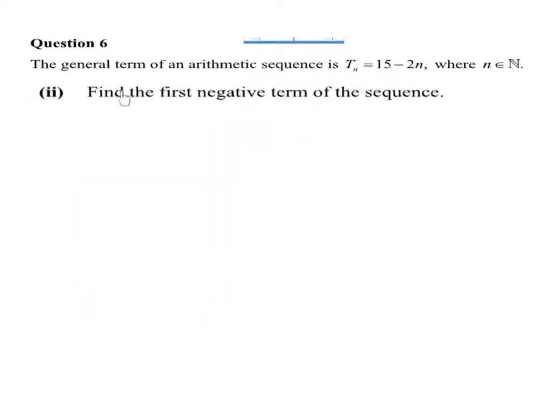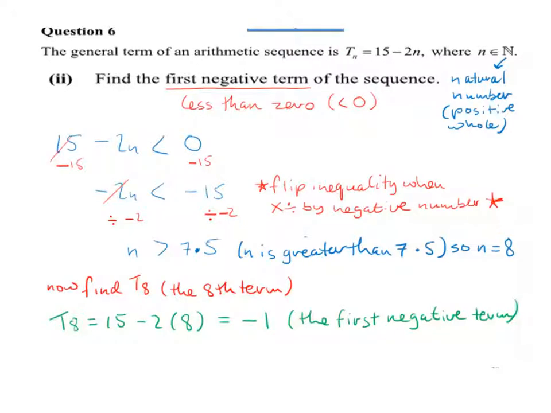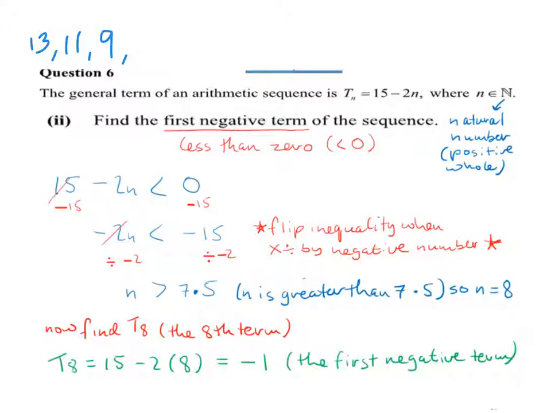Part 2. Find the first negative term of the sequence. So we're going to use our formula Tn, which is 15 minus 2n, to do this. First negative term means less than 0. So if we were to write out our sequence, we worked out 13, 11, and then 9. If we were to keep going until we found the first negative term, we would end up at minus 1.